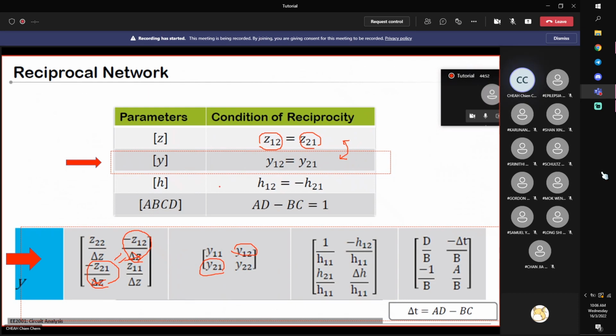Okay, for hybrid form, after you transform into Y form, this is your Y12, this is your Y21, then that must be equal, right? If you compare them, same denominator, cancel out, but careful, there's an opposite sign. So this one I won't say it's difficult to remember, just remember this two, invert the sign, and then you get this one.